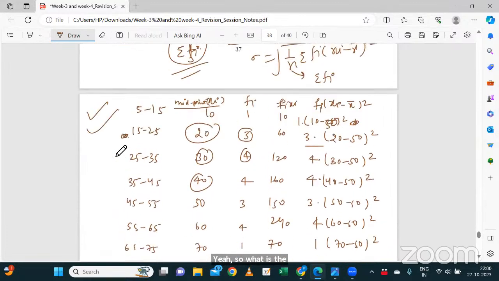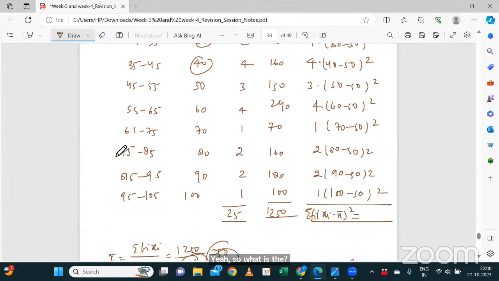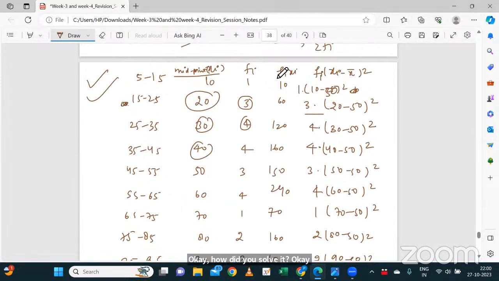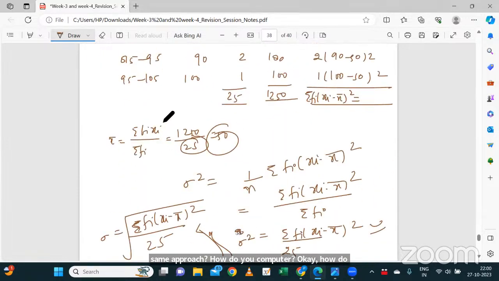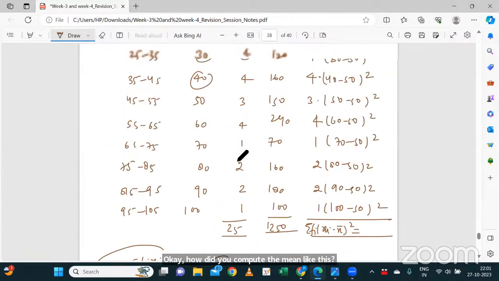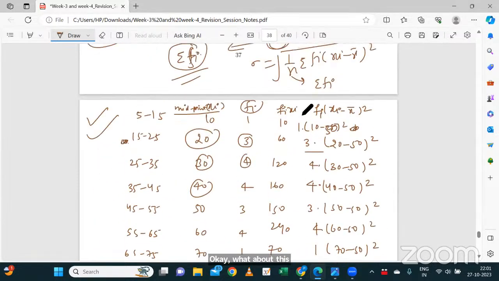Sir, I got a wrong answer when I solved it. Okay, how did you solve it? Had you applied the same approach? How did you compute the mean, like this: summation of fi into xi divided by summation of fi? Yes, sir, I got the same mean, but my final answer is wrong, a different value. Okay, what about this standard deviation? How did you compute it? Did you multiply it with fi?